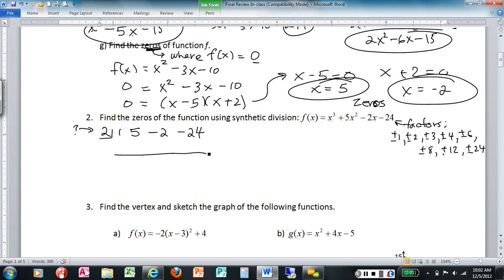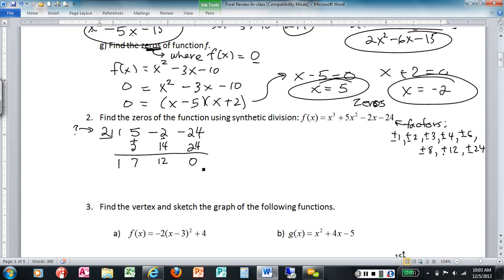Well, synthetically divide there. So I've got, bring down the 1. Remember how to do that. 1 times 2 then is 2. 5 plus 2 gives me 7. 7 times 2 is 14. Hey, look at that. Good guess. Yeah, because here's what I'm looking for.